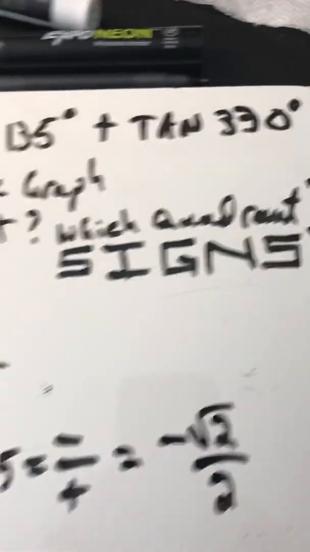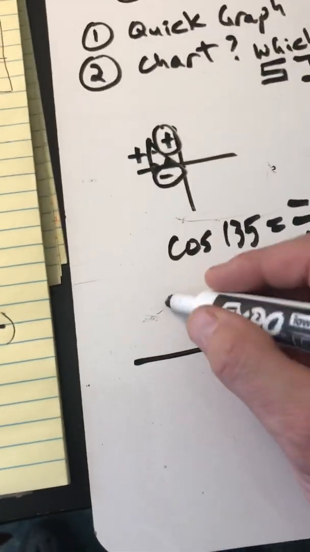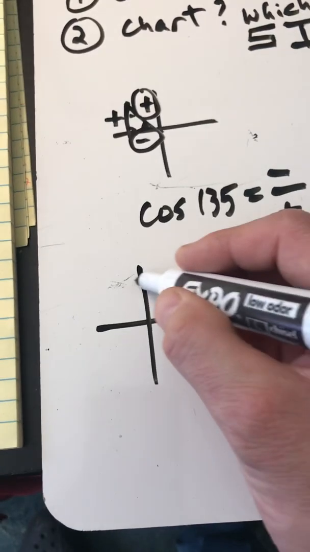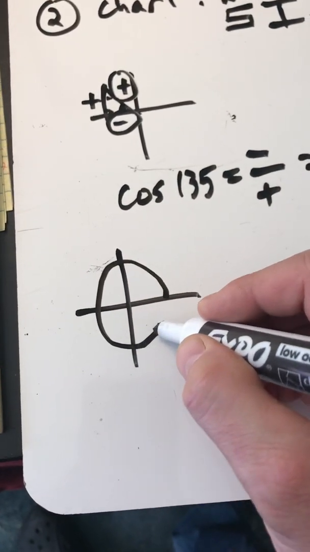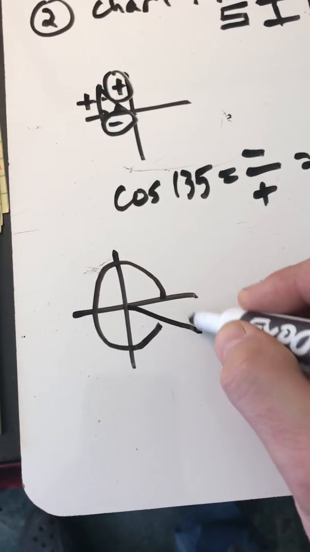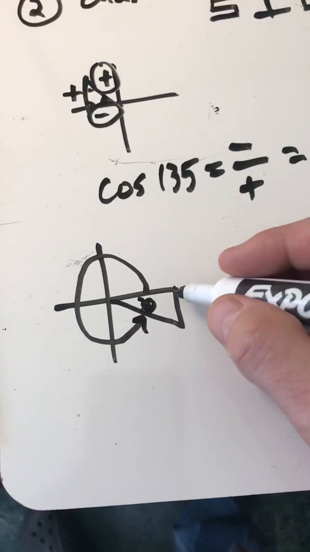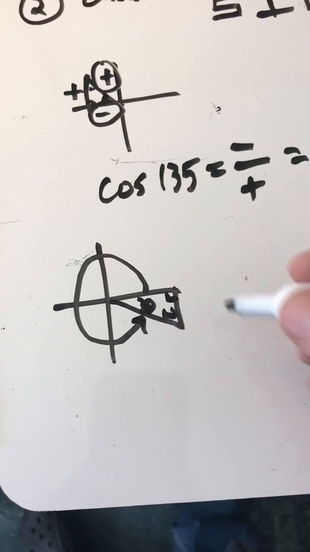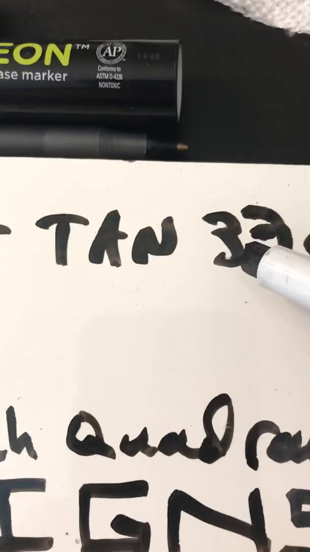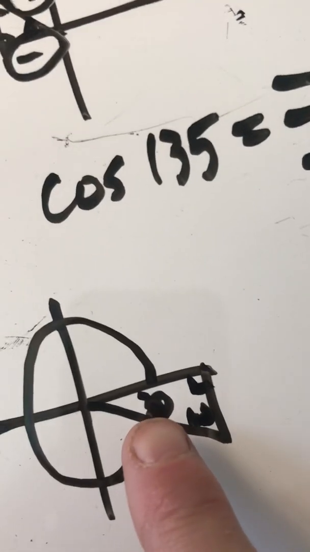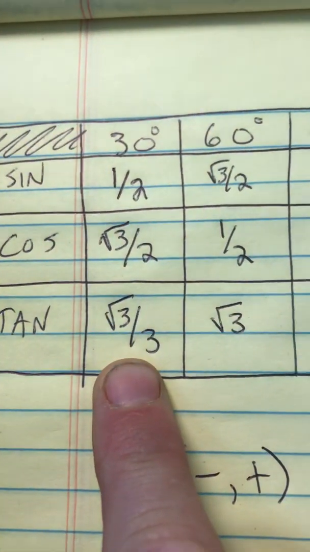Now the tangent of 330, we do another quick graph. 330 means we go to 270, 60 more. That means that this is 30 degrees here. So it's a 30, 60, 90 triangle. They want the tangent of 330. Well, that's the tangent of 30 degrees. Tangent of 30 is radical 3 over 3.